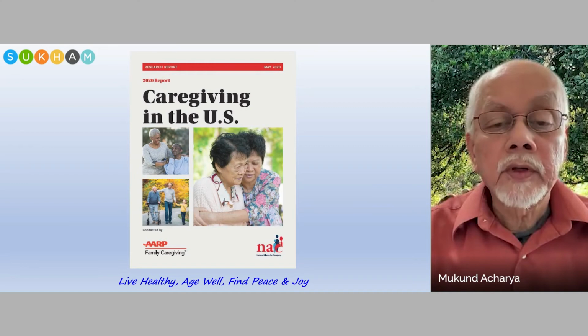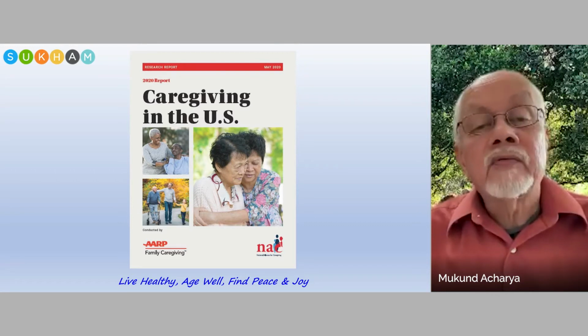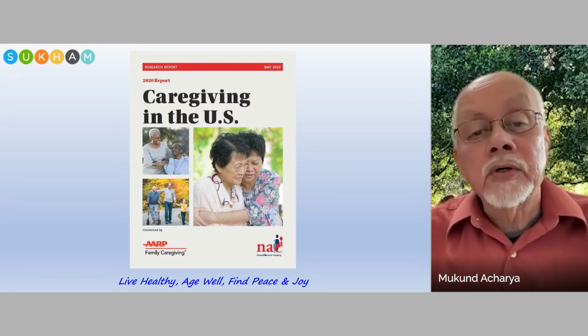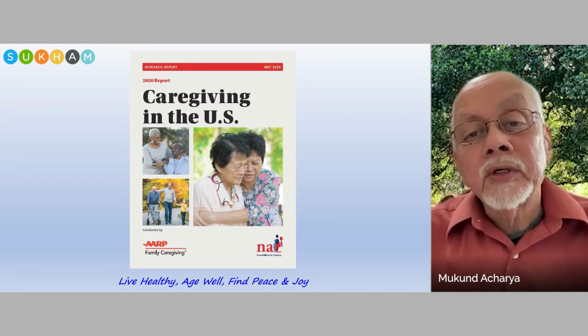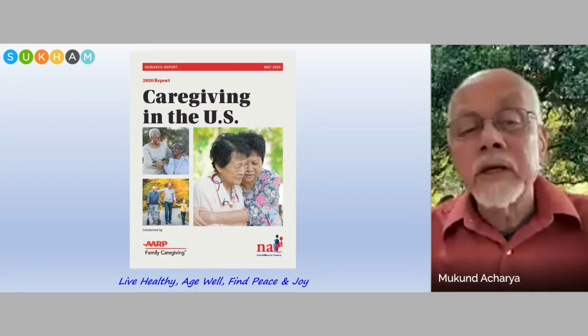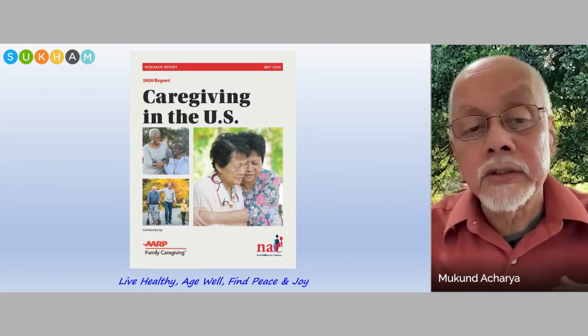Okay. So let me start out with a bunch of facts. The National Alliance for Caregiving in the US and the AARP organization, every 5 years, put out a research report on caregiving in the US. And this latest one came out about a year and a half ago in May of 2020. I've taken some of the data that I'm going to show you from this, and some from the Alzheimer's Association, and so on.